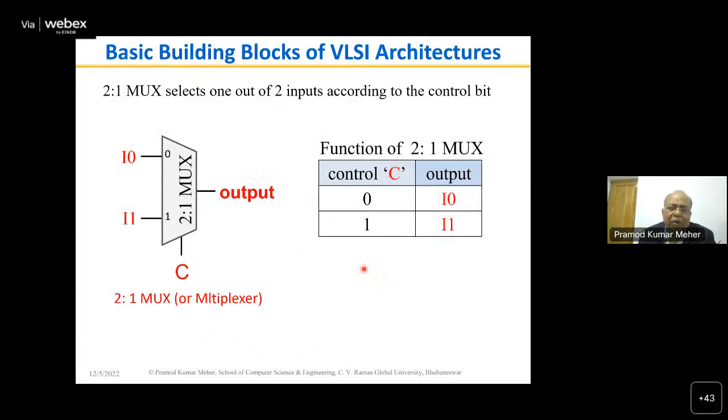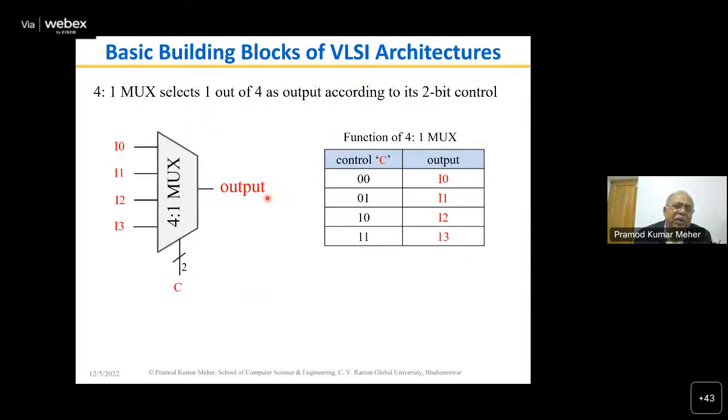You can also have boxes like this. Boxes, generally called MUX, you use to select one of a pair of inputs. Suppose the control bit is 0, then I0 will be available as output, and if the control bit is 1, I1 will be available as output. So it is a 2:1 MUX which can select one out of 2 inputs as output. Either I0 can be selected or I1 can be selected.